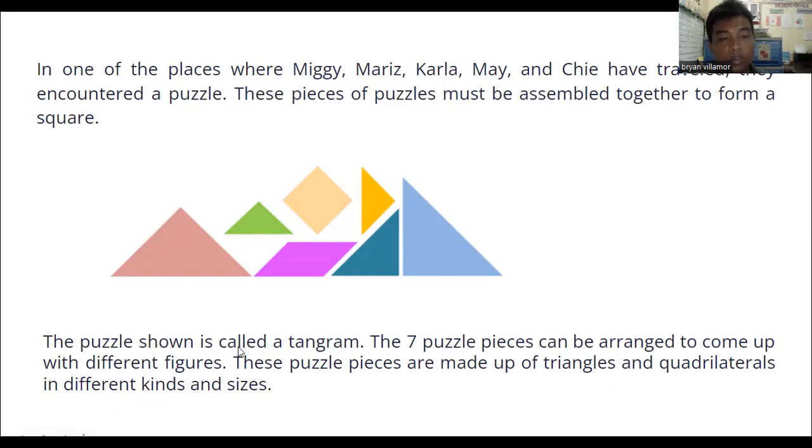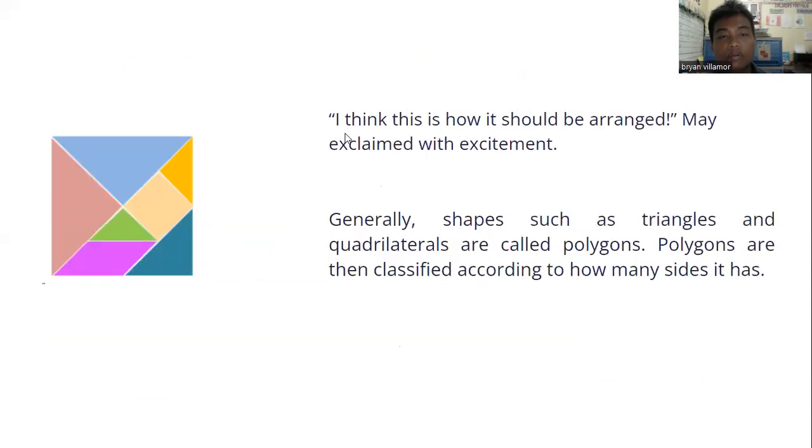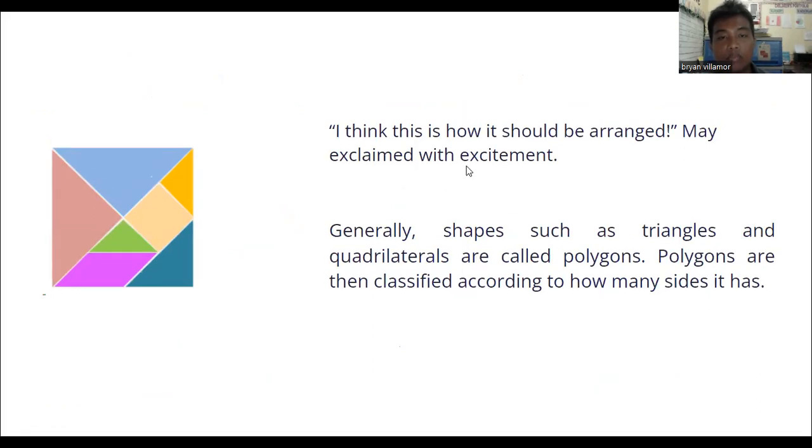The puzzle shown is called a tangram. The seven puzzle pieces can be arranged to come up with different figures. These puzzle pieces are made up of triangles and quadrilaterals in different kinds and sizes. I think this is how it should be arranged, May exclaimed with excitement.